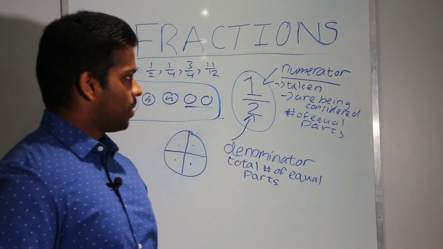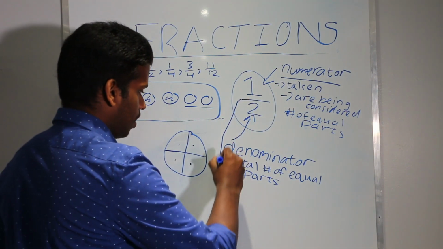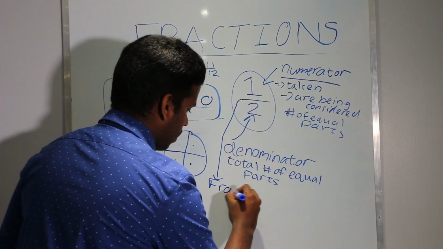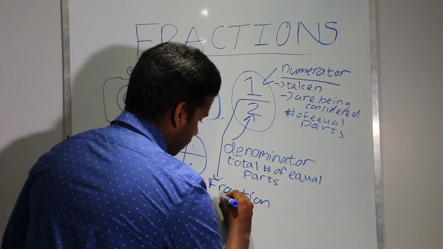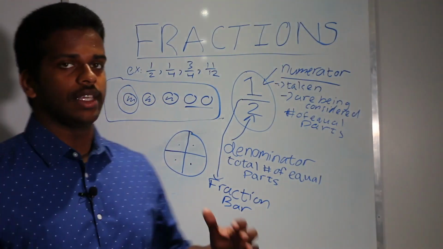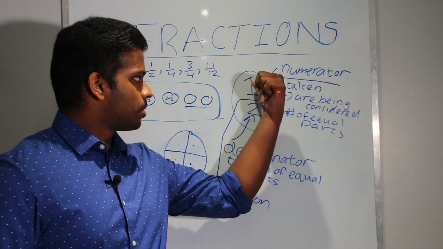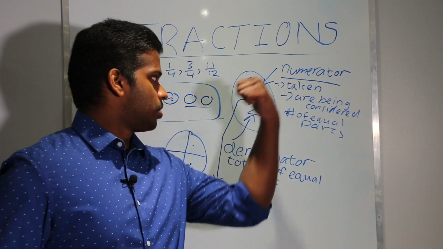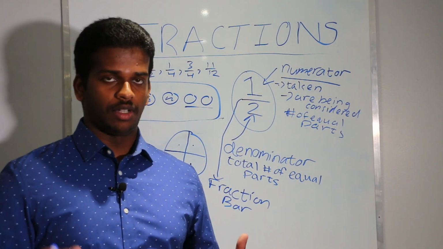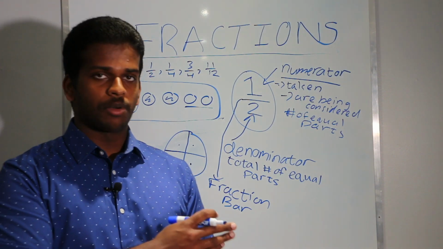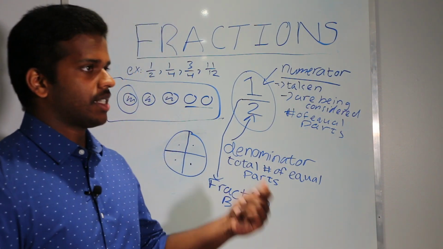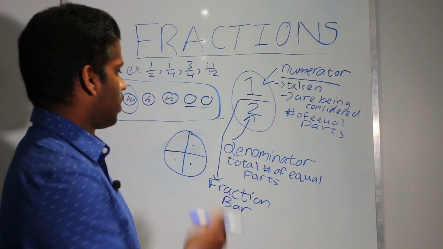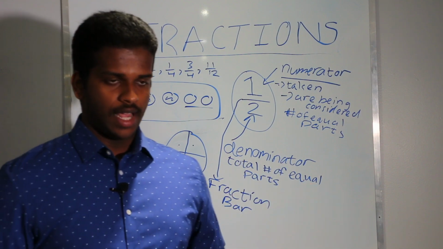The line in the middle, the horizontal line, I didn't write it down here, but it's called the fraction bar. And that is just there to show the distinction between the top number and the bottom number, between the numerator and denominator, to show that both of those numbers are not the same and they represent totally different things. So it's just a line to separate the numerator and the denominator. The denominator is the total number of equal parts in a whole or a collection.